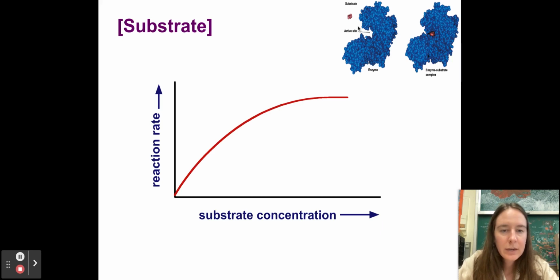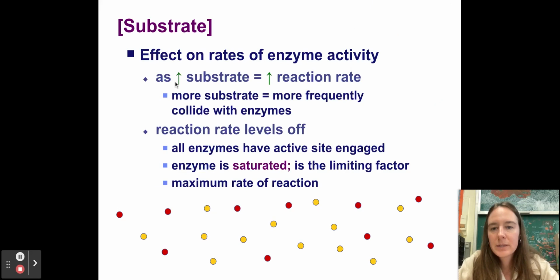Eventually, this active site becomes saturated. Basically, nothing else can fit in. The reaction's happening as fast as it can. It can't speed up anymore. So it levels off at a certain point. So once again, as the substrate increases, the reaction rate increases.